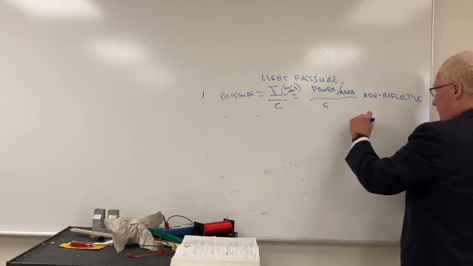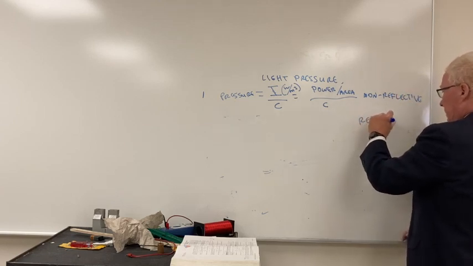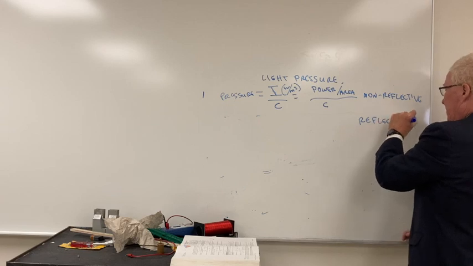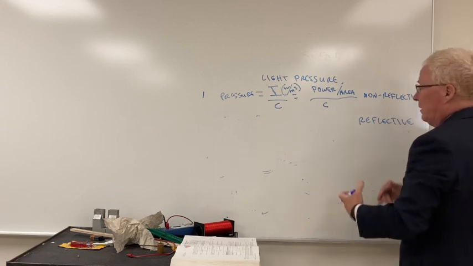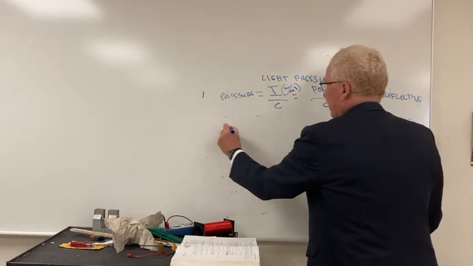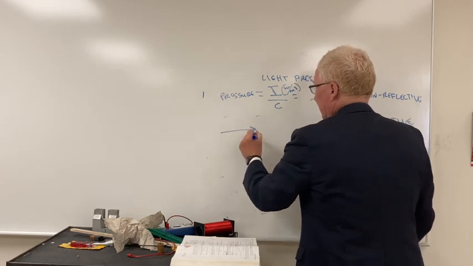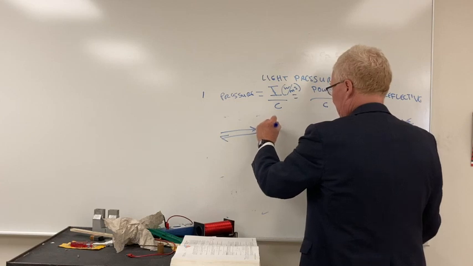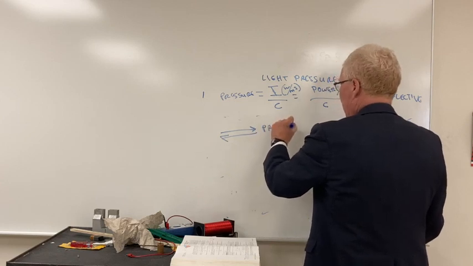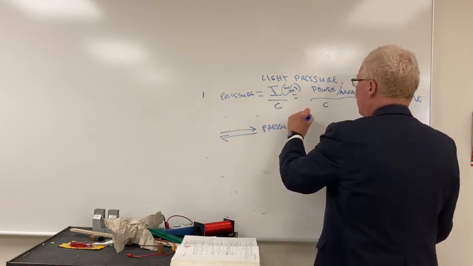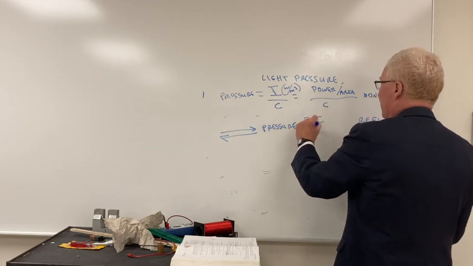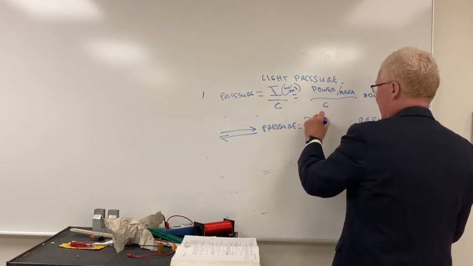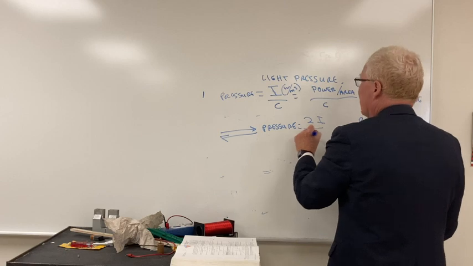If we have a reflective material, like a nice aluminum sheet, then sunlight bounces back, and the pressure is given by 2I over c.